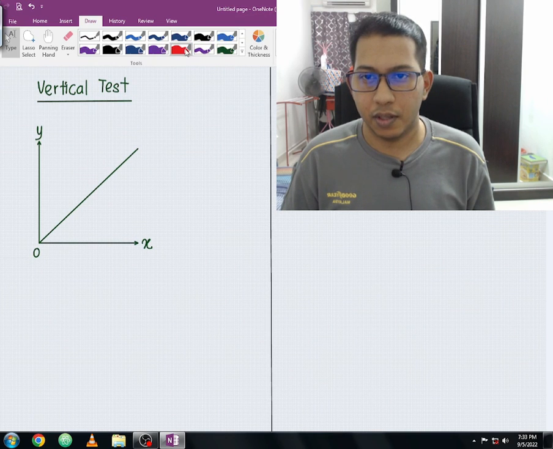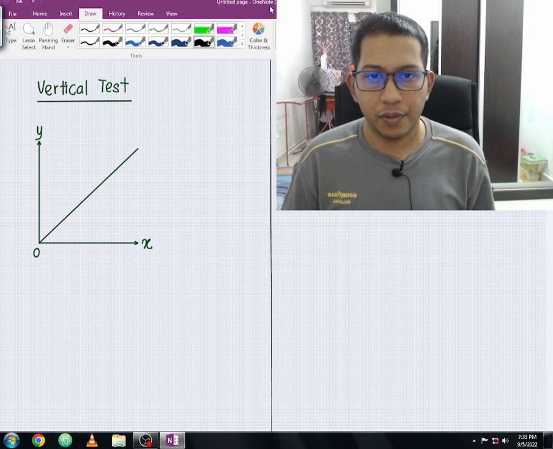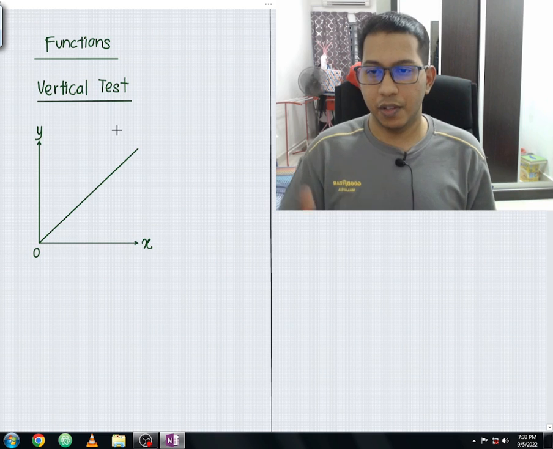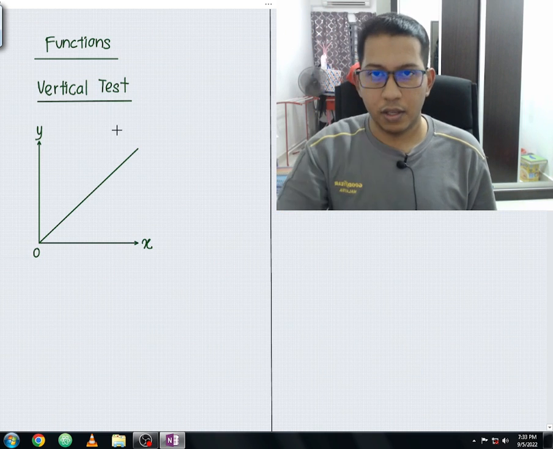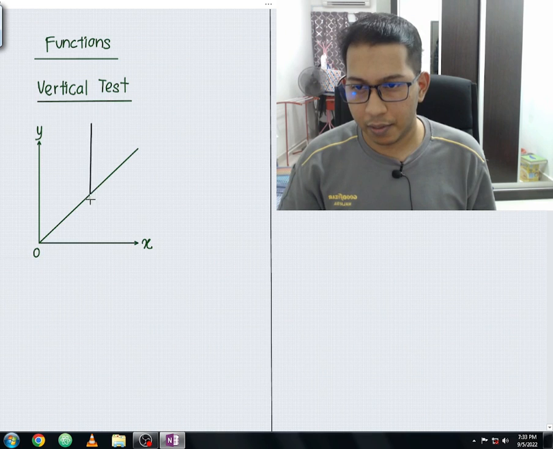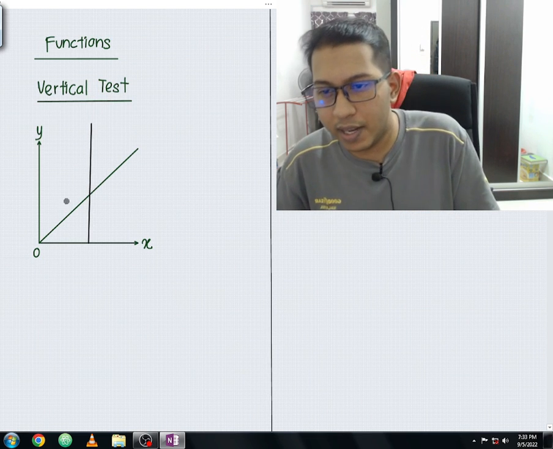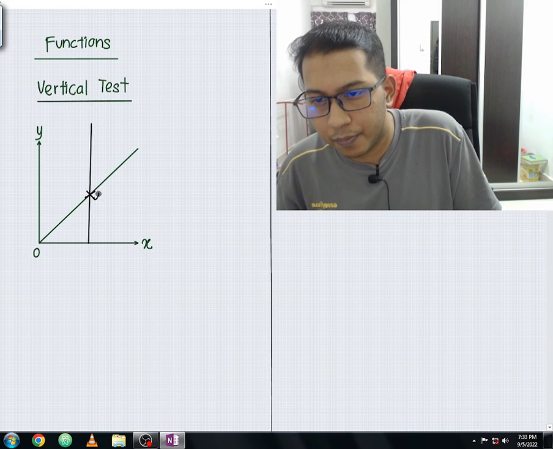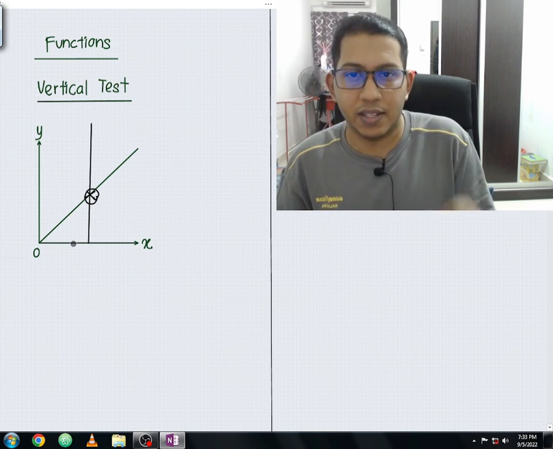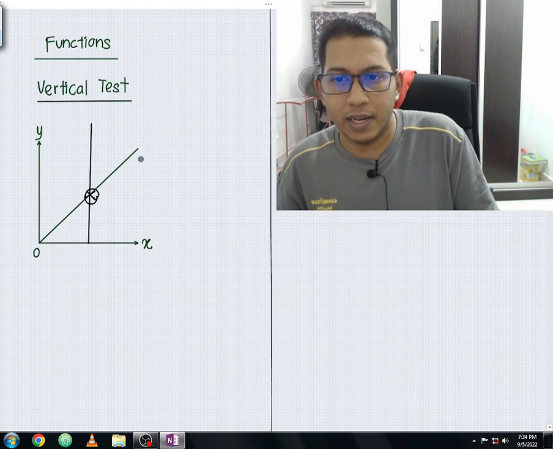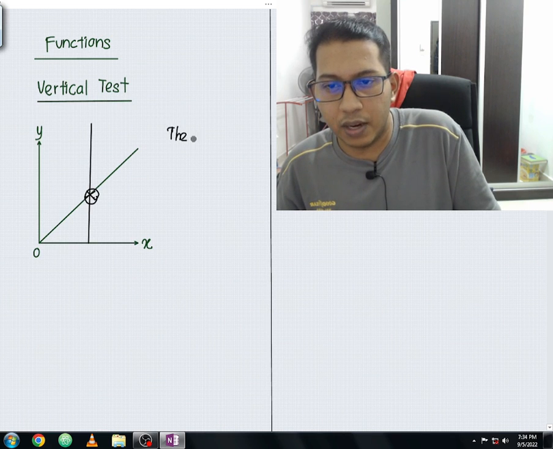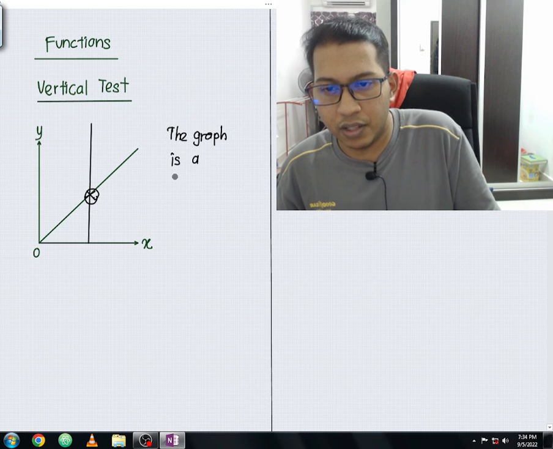Okay, so we're going to use a different color palette to differentiate. So the vertical straight line is going to intersect the graph. And here is the important note: if only one point intersects, that means the graph is a function. Since only one point intersects, that means the graph is a function.